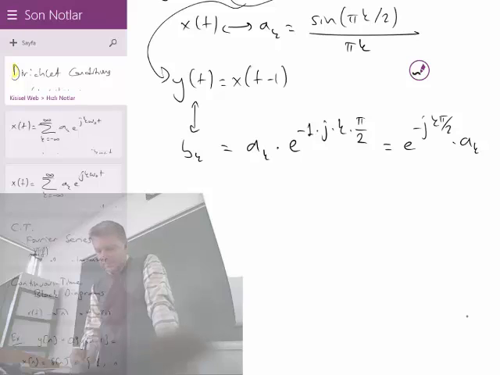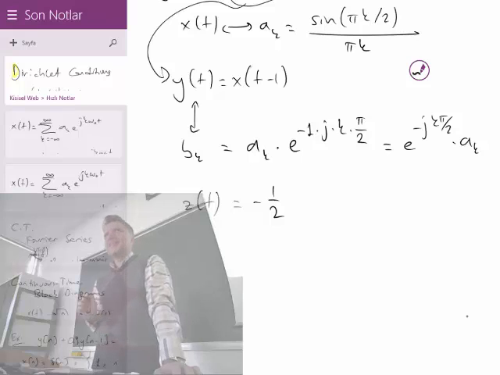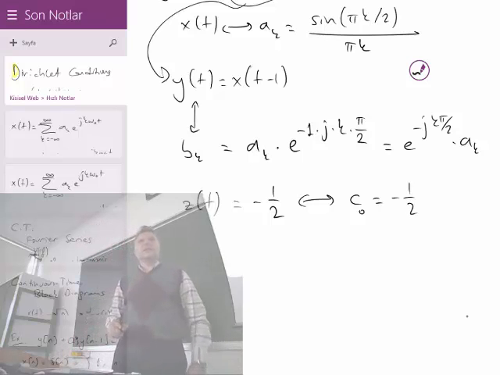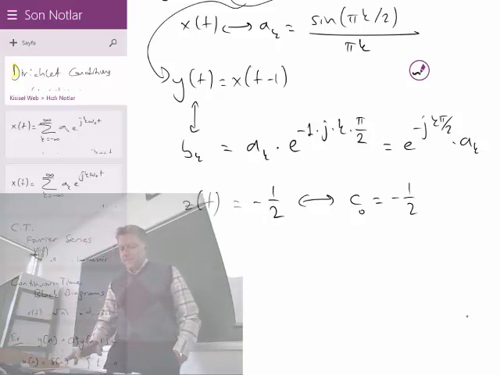So I will do it the long way, like this. I will call a new signal z of t, which is equal to minus 1 over 2 only, and I will add these two signals later on. But this z of t, equal to minus 1 over 2, has only one term, which is c0 equal to minus 1 over 2. And all the other Fourier series coefficients are gone.